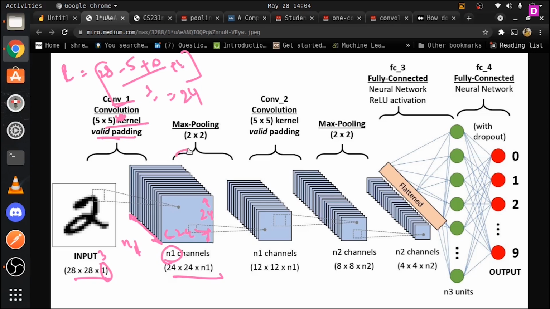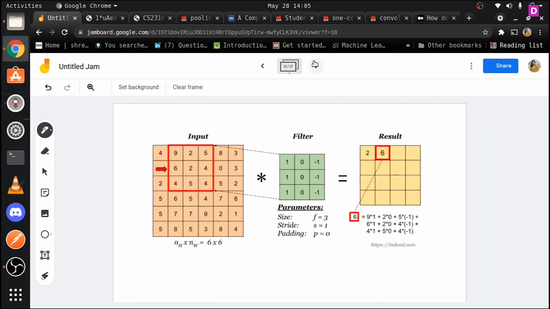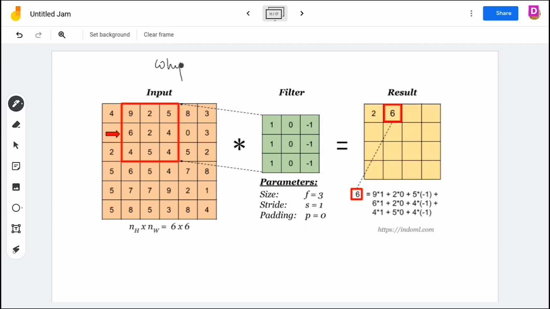Then we have what is known as max pooling. So what exactly is max pooling? We will be talking about that now. So let us get back to this particular image that we understood. We talked about this, and we knew how this was calculated, and we were getting these outputs, the result and everything.